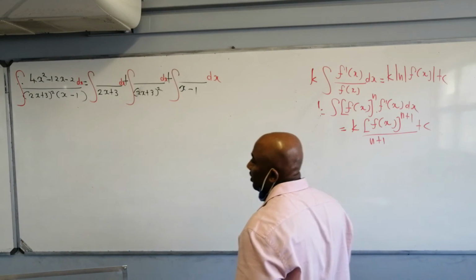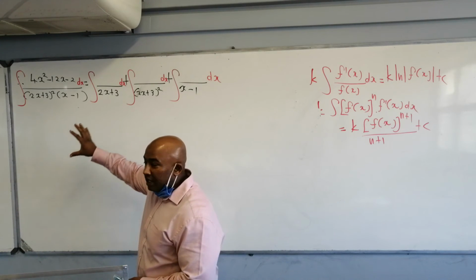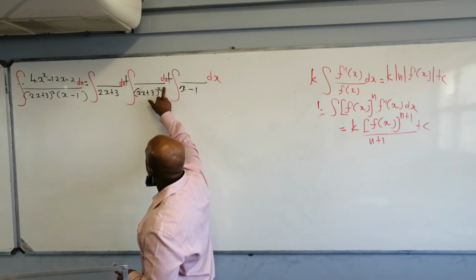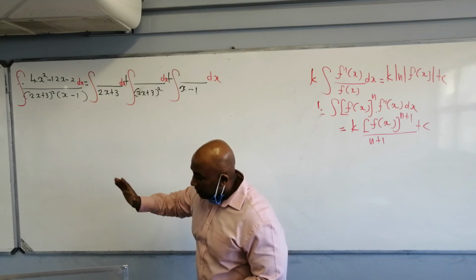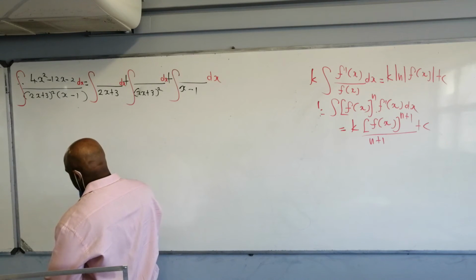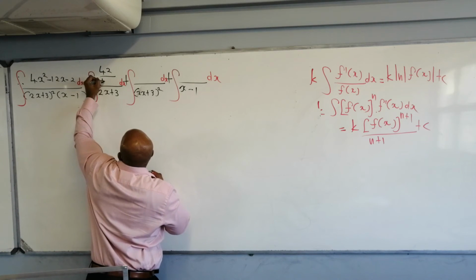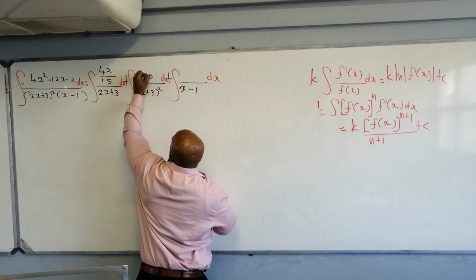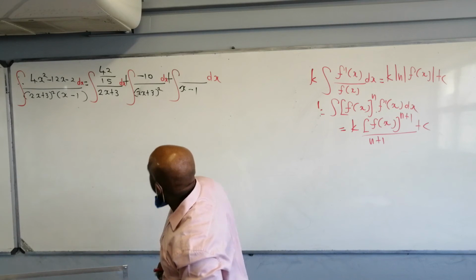Right, so we found our A, B, and C. Now, we copy down. Remember it was A over 2x plus 3, B over 2x plus 3 all squared, C all over x minus 1. We found our A, B, and C. Substitute. What was my A? My A was 42 over 15. My B was minus 10. And then my C was minus 10 over 25.